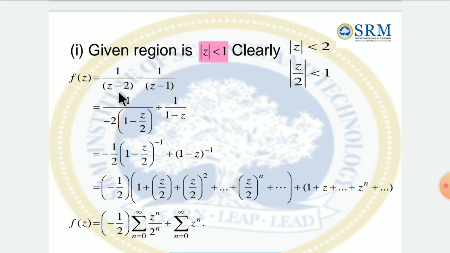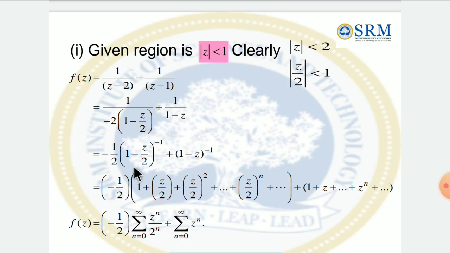From the first term, I take minus 2 outside, so this will become z by 2. So this is with the help of the region of convergence mod z by 2 less than 1. I can abbreviate this into the binomial expansion. And in the second term, when I take the minus sign outside, this becomes plus 1 by 1 minus z. This also looks like a binomial expansion with mod z less than 1. So both are valid for binomial expansion.